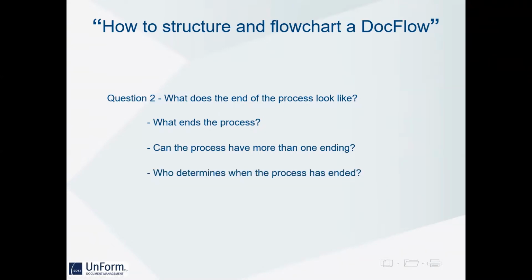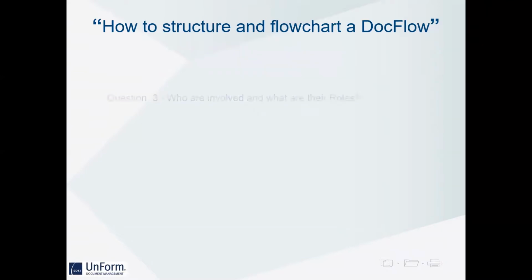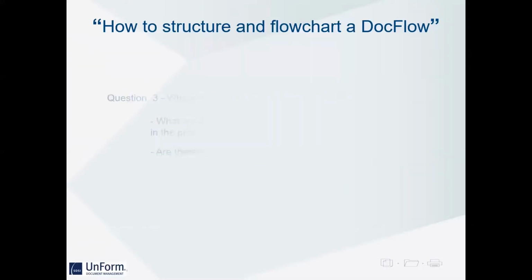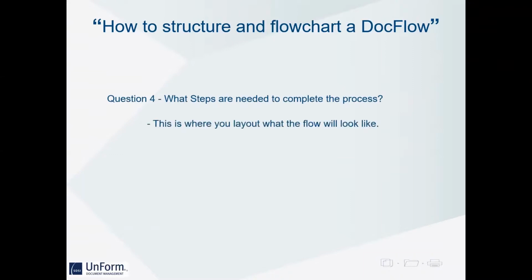Who determines when the process ends? That's another important question. The third question: who is involved and what are their roles? What are the roles and the names of the individuals in the process? Who is doing the steps and roles now? What triggers change the process through the different steps? What are the things that happen that cause it to move to the next step? What steps are needed to complete the process? We know where we're going, we know who's doing it, and we know how they're doing it now. We can now lay it out into a flow and see how it works.